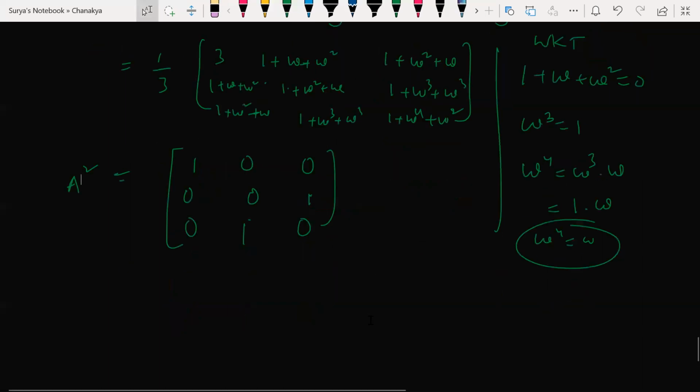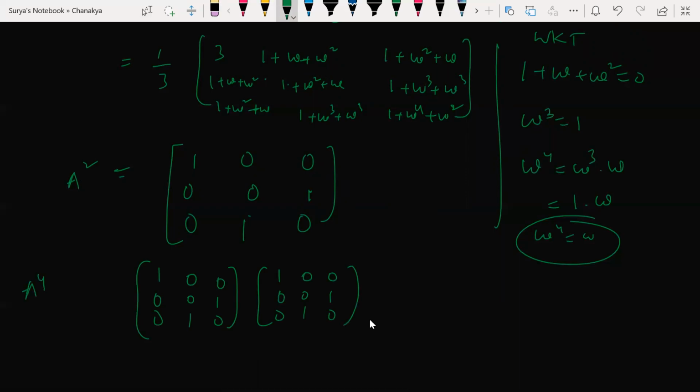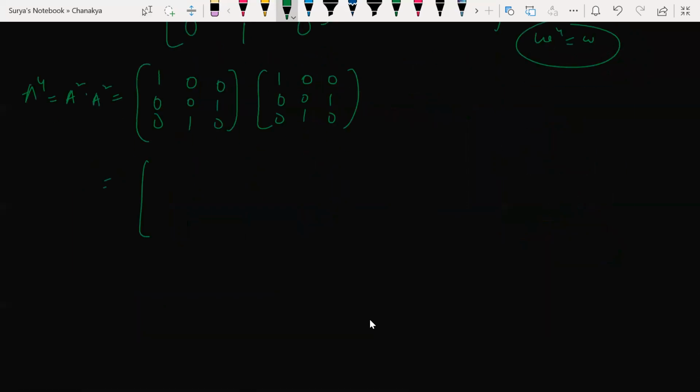A square value is what? What is A to the power of 4? A square into A square, right? Matrix 1 0 0, 0 0 1, 0 1 0 times 1 0 0, 0 0 1, 0 1 0. Correct? Multiply this. So 1 0 0, 0 1 0, 0 0 1. A to the power of 4 I got. A to the power of 4 can be written as what, beta? This identity matrix I got.